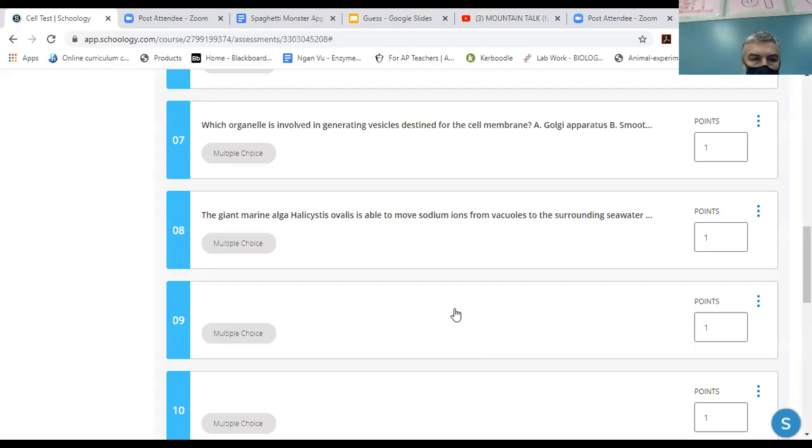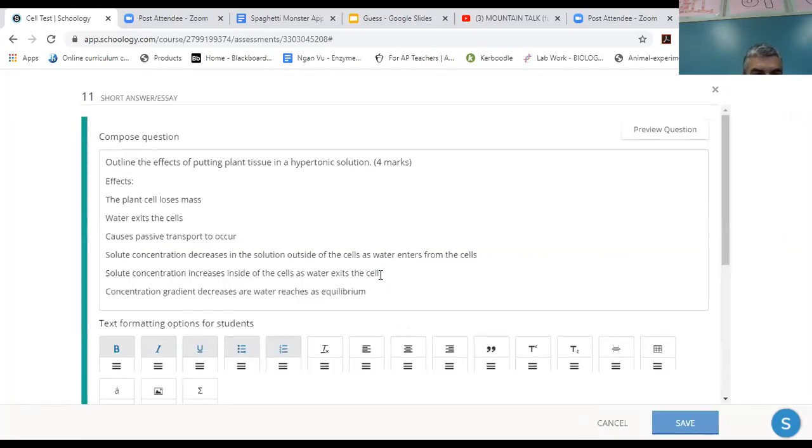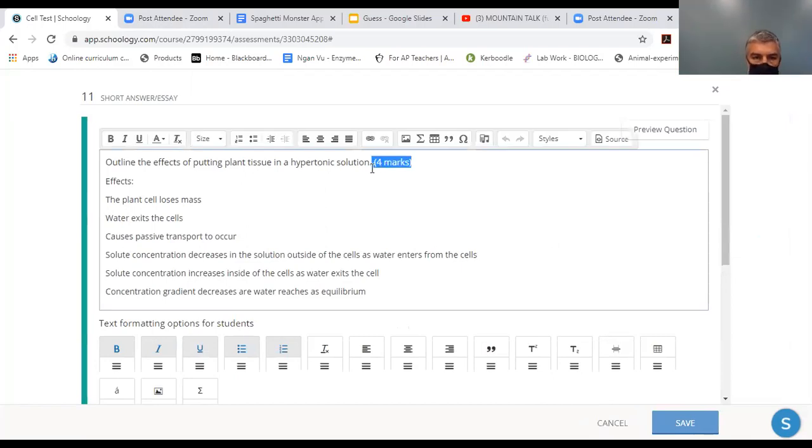All right, now let's get to the biggies. Let's get to 11, short answer. While I was waiting for you guys to get here, I wrote all the answers that could possibly fit in here. Most people got 2 marks for this. When you take this, always pay attention to how many marks are available. There are 4, so I'm going to highlight that. There's always going to be an indicator of how many marks you can get.